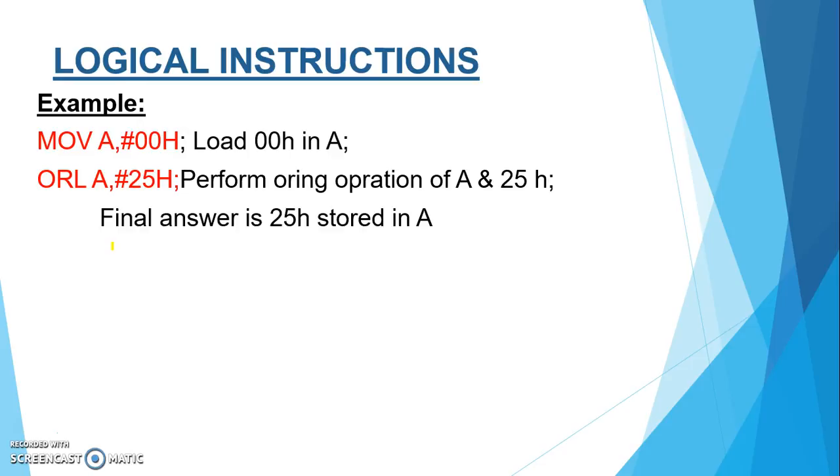Next to that, here also the example remains the same. The only thing we have performed is the logical ORing between the accumulator and the data 25 hex. See here, when I am loading the accumulator with 00 hex and ORing it with 25 hex, what do you expect in the result of ORing? 25 hex getting ORed with 00. So the result will be 25 hex, which is getting stored back into the A register.